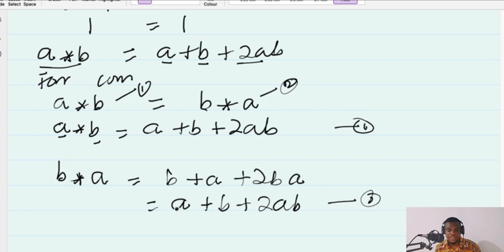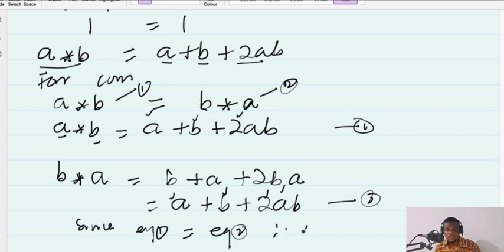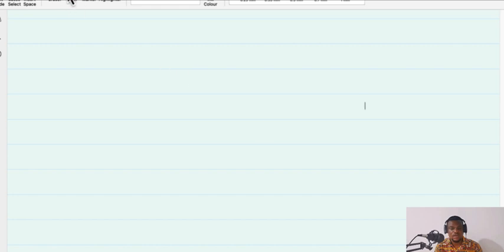So now let's compare term to term. A is here, A is there, B is here, B is there, 2AB here, 2AB there. So it's the same. Since equation 1 is equal to equation 2, therefore operation star is commutative. So that is how we deal with binary operation commutative. Let's move on to other examples.